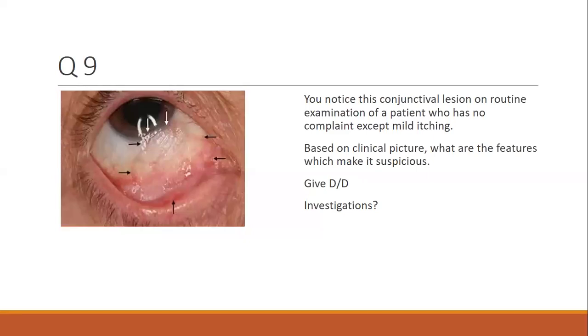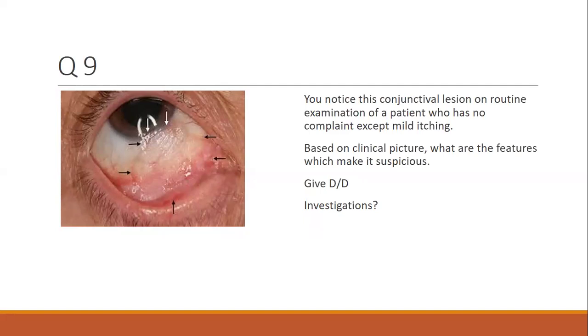First of all, the patient doesn't have any symptoms, it is symptomless, and the feeding vessels are there, and the surface is gelatinous. Its gelatinous appearance and location are slightly unusual. This could be pterygium, but that is on the nasal side.